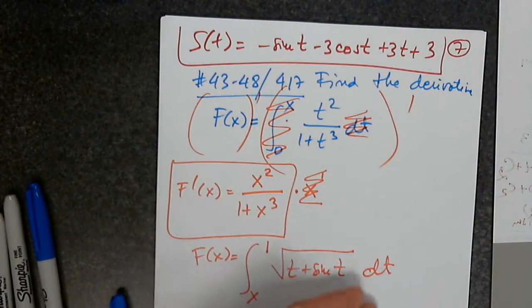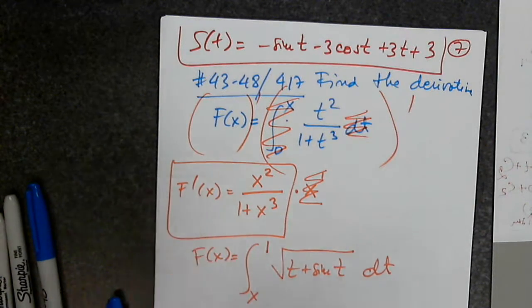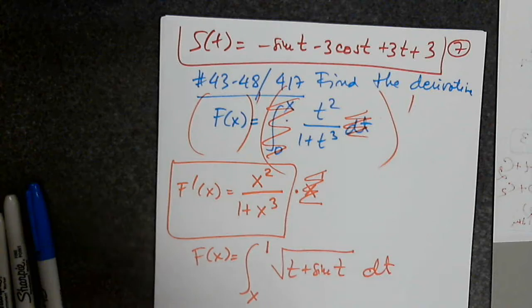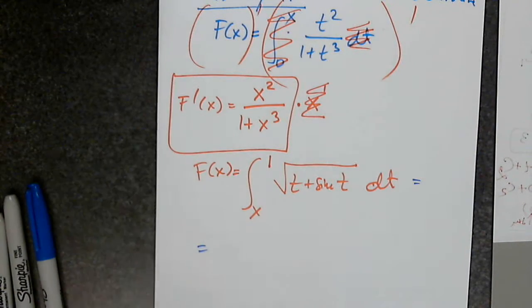How do I reverse the order of the limits, and what happens when I do that? This is one of the properties of the integral. When I reverse the order of the limits of integration, what happens?